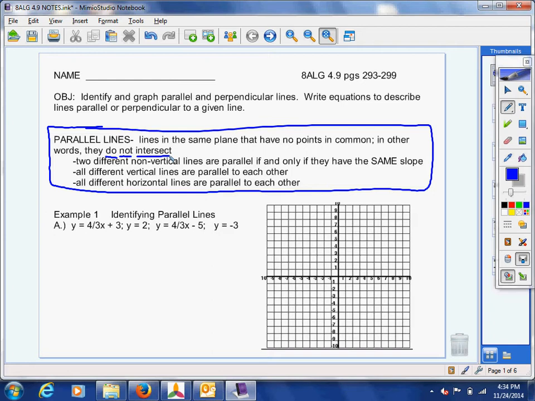Now here are 3 different scenarios. First scenario, you could have 2 different non-vertical lines that are parallel if they have the same slope. That's important. Same slope is really, really super important.